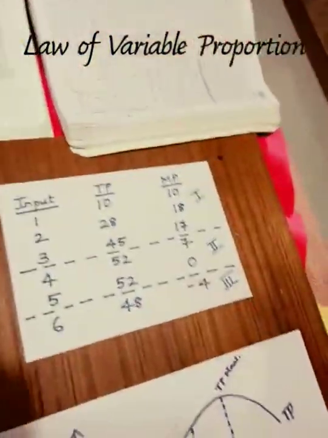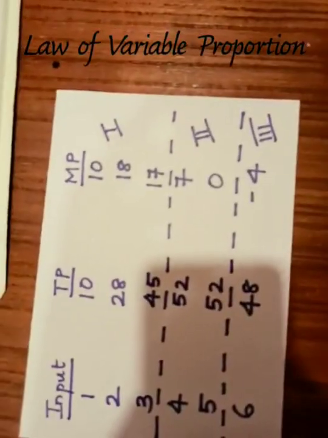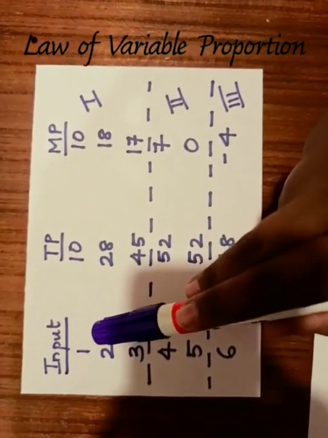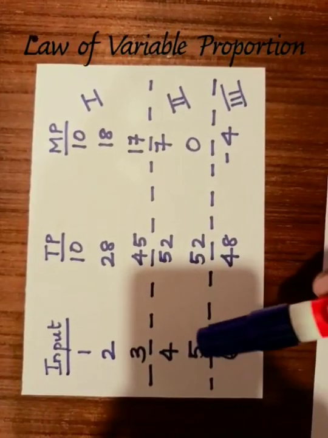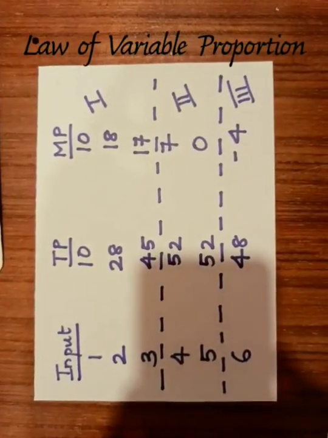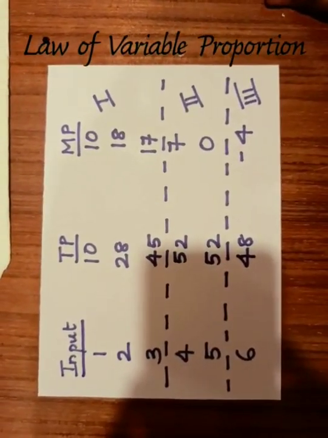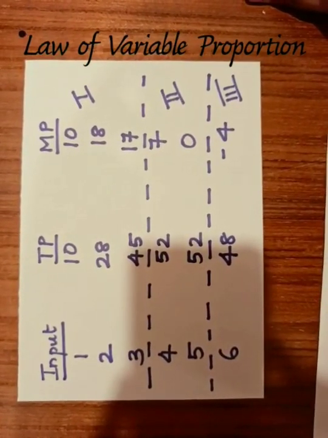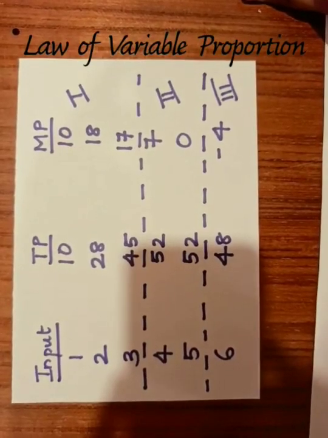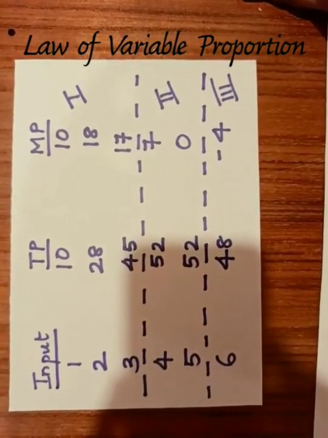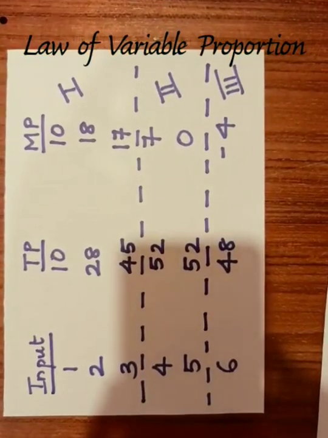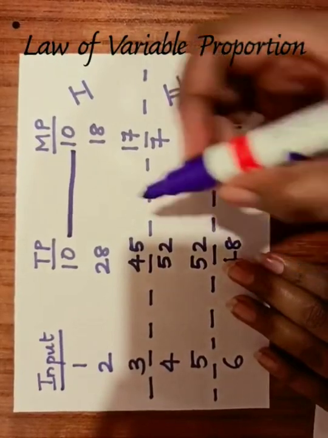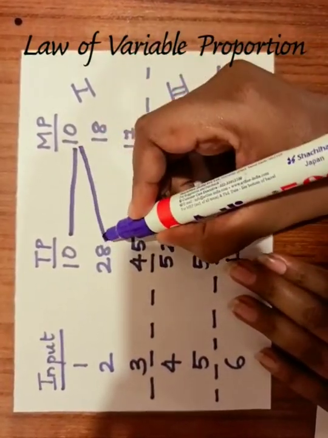So now we have to look through the schedule, which is represented in a table. Input: first labor, second labor, third labor, fourth labor, fifth labor, sixth labor. Here the change in labor is shown as marginal, that means one more extra unit of input. And TP is 10, 28, 45, 52, 52, 48. MP is 10. How did you get 10? For the first one, you don't have anything to change, so that is 10. Then 28 minus 10 is 18.